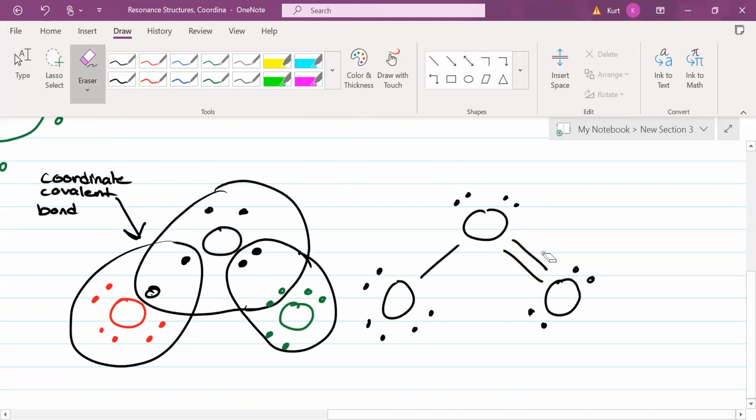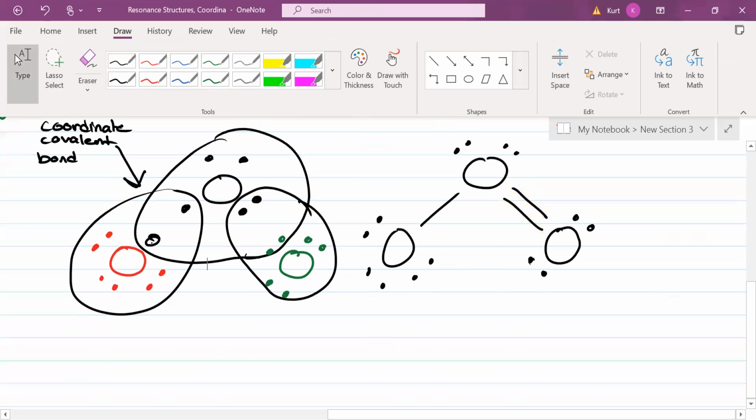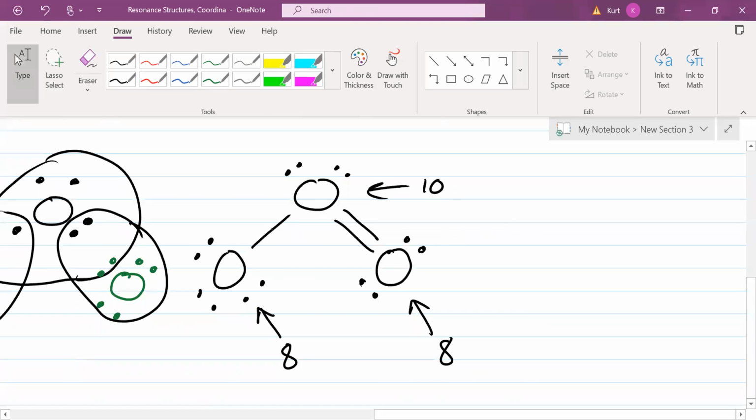Sometimes I go fast. I leave out those little tiny details, and the tiny details are the big ones that matter. So, how many valence electrons does this oxygen on the left have? 8. How about the one on the right? 8. How about the central oxygen? 10. 2, 4, 6, 8, 10.